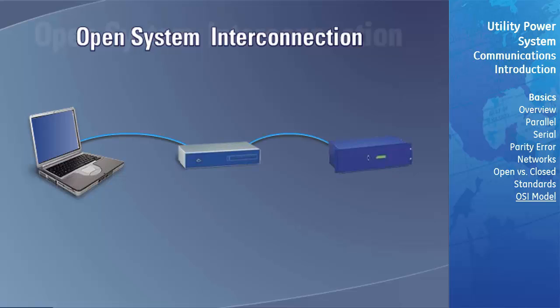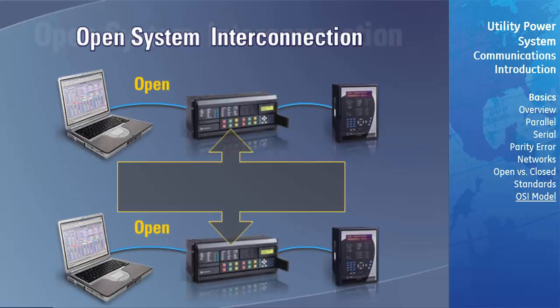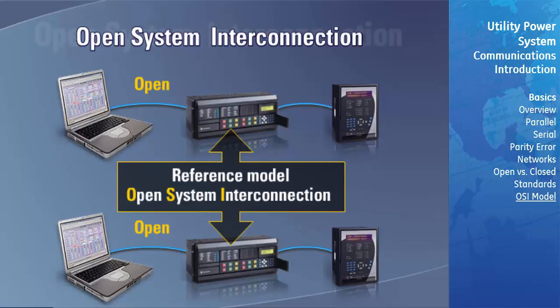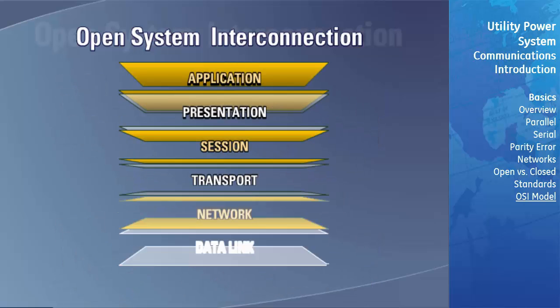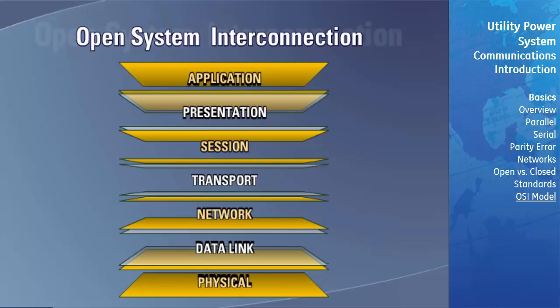Faced with the proliferation of closed network systems, in 1978, the International Standards Organization defined a reference model for communication between open systems, which is called the Open System Interconnection Model. This model is composed of 7 layers. Each layer has a defined purpose and interfaces with the layer above and below it. Let's take a look at the role of each layer.